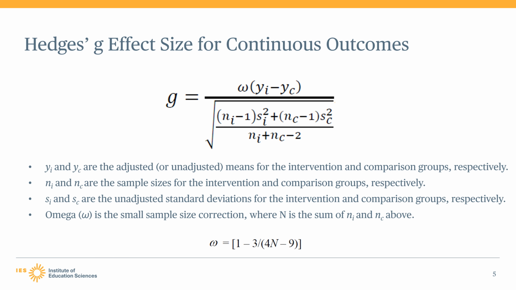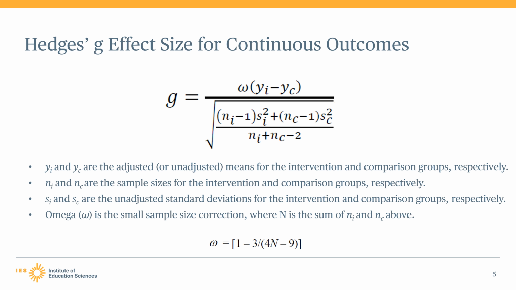A little more technically, if you look at the denominator, you can see that it's the square root of the weighted average of each group's variance that we are actually looking at here. In this formula, Y represents the means of the outcome measure, N is the sample size, and S is the standard deviation. The I and the C subscripts indicate the intervention and comparison group respectively. So the effect size estimate is the difference in group means, Yi minus Yc, divided by the pooled standard deviation, which again is the quantity in the denominator with the square root sign.